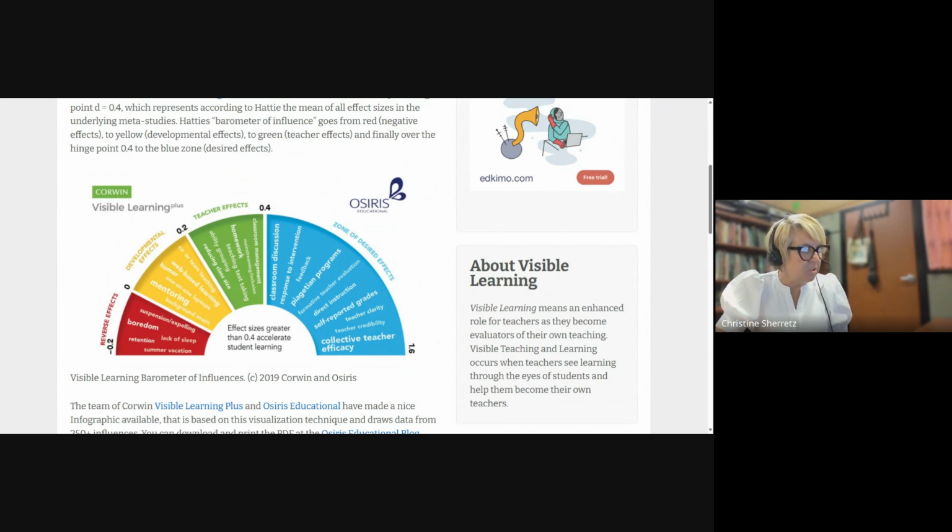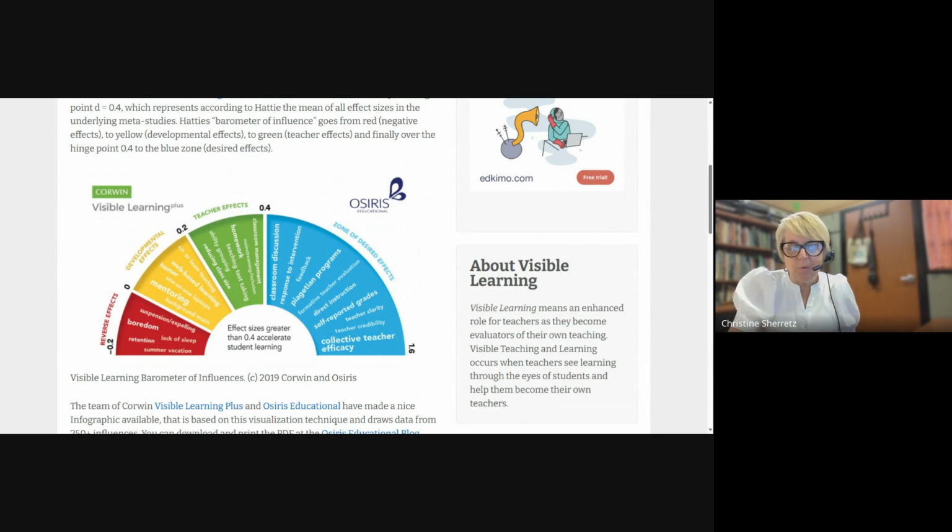Things like suspensions, lack of sleep, summer vacation, even have a negative effect. Some that aren't that great are web-based learning and team teaching. You may think, what? Some of these things don't have great effect size. One of the best effect sizes is collective teacher efficacy, teacher credibility, teacher clarity. Look at all those things that show what the teacher is doing. Having a great teacher is going to help students.